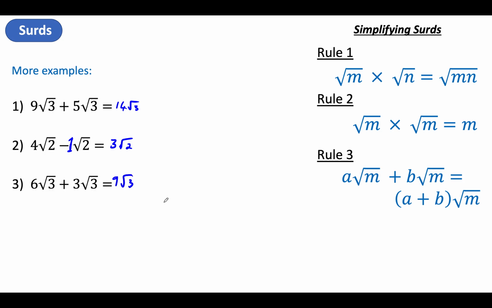Yeah, straightforward. And of course, what about 6 root 3 plus 2 root 5? Don't fall for these. There is nothing you can do with this to make it any simpler. It is still simply just 6 root 3 plus 2 root 5, because it must be the same square root.